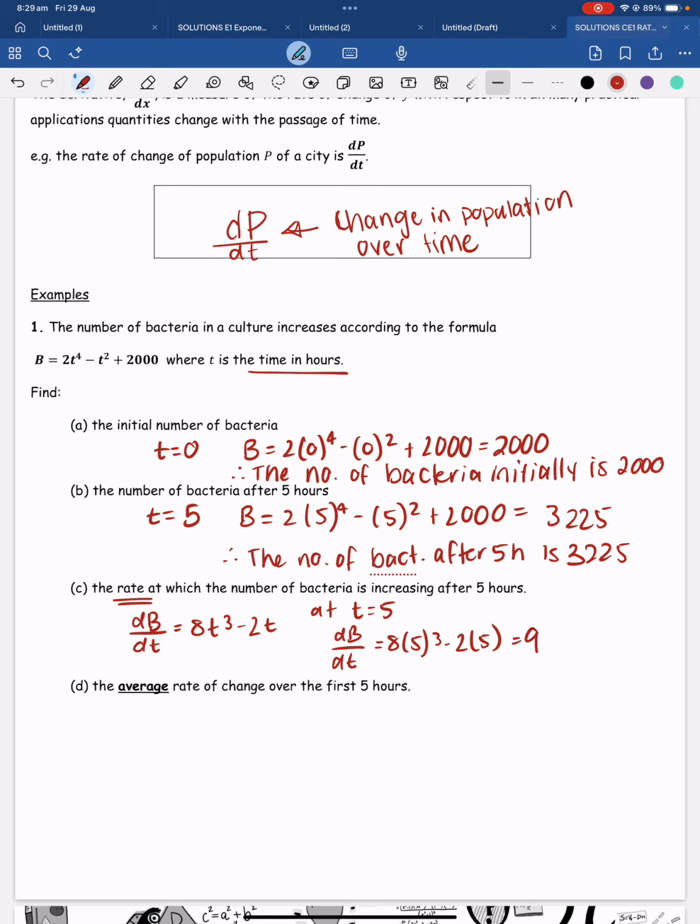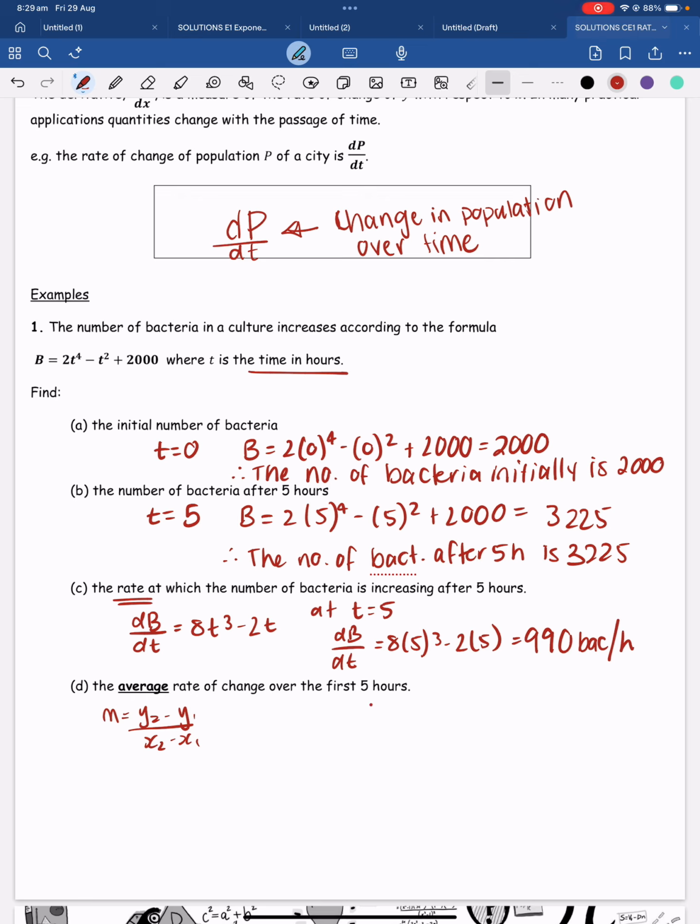$9.90. Now this is a rate, so we're looking at how many bacteria per hour. When something asks for the average, we know that the derivative finds us the instantaneous, but if we want to know the average, that's where we're looking at our good old y2 minus y1, so 2 points. So basically we're finding the gradient between those 2 points. So it says the average rate of change over the 5 hours.